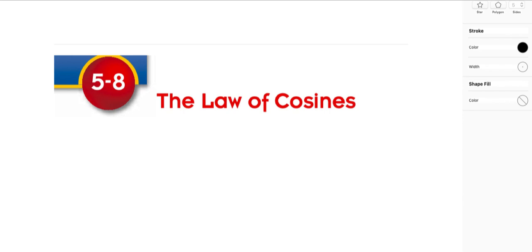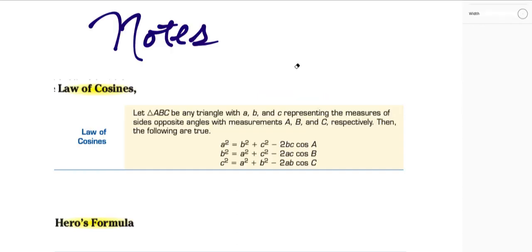Hey pre-calculus, here we are in section 5.8, the last section of chapter 5. We're going to talk about the law of cosines. Our vocabulary today, or our notes, would be law of cosines and Hero's formula. Law of cosines gives us the power to solve triangles given some information about them.